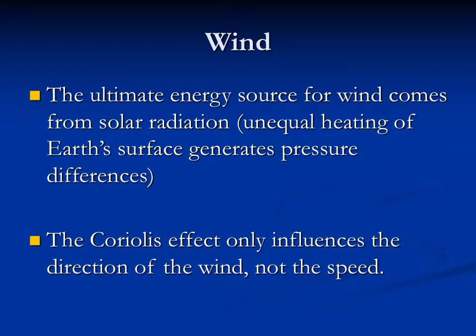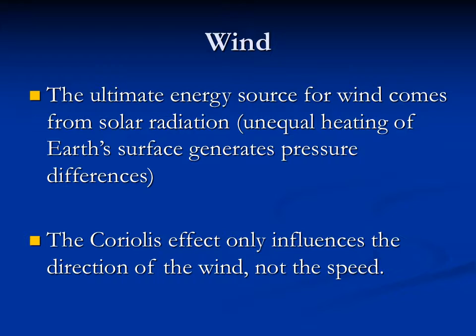The ultimate energy source for wind comes from solar radiation, that's from the sun, from unequal heating of the Earth's surface. Unequal heat distribution across the Earth generates pressure differences. And when you have pressure differences, again, the wind will go from high pressure areas to low pressure areas. And that's because there are different levels of solar radiation across the surface of the Earth.